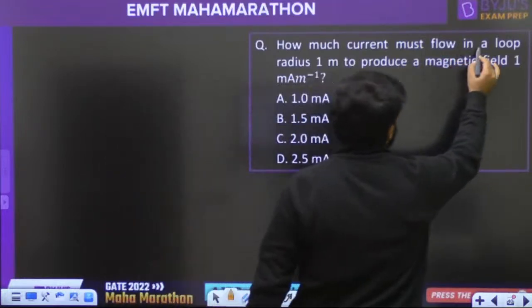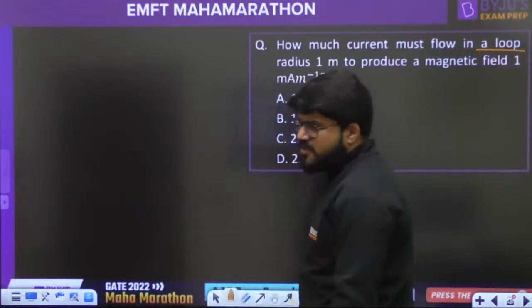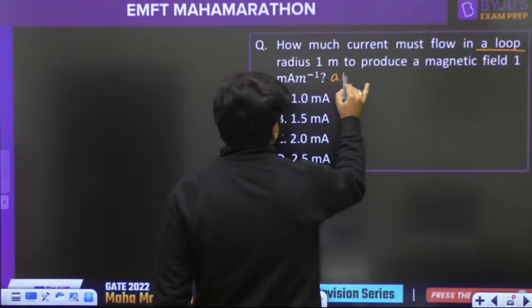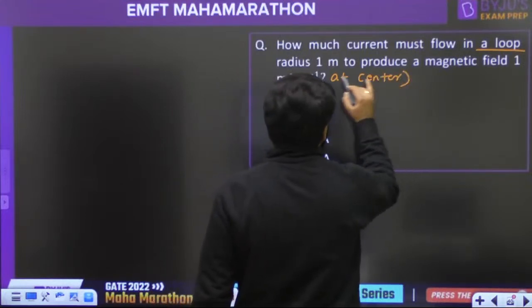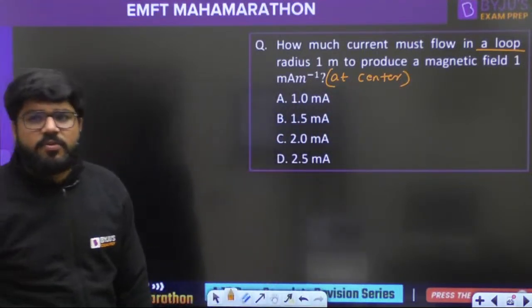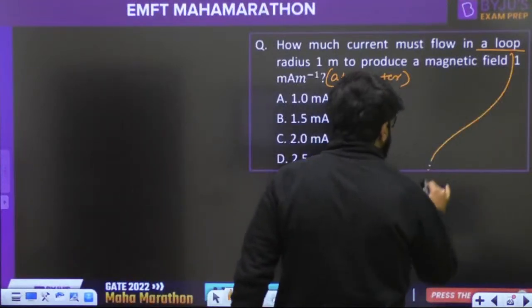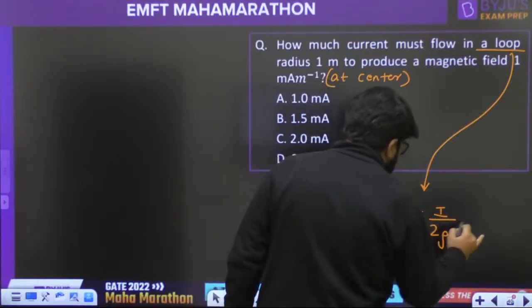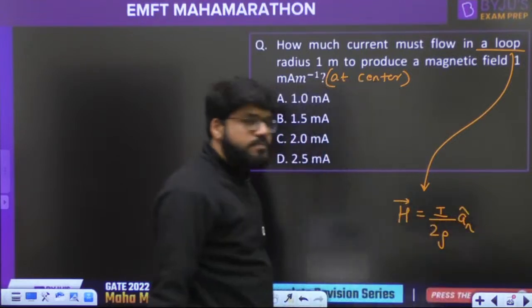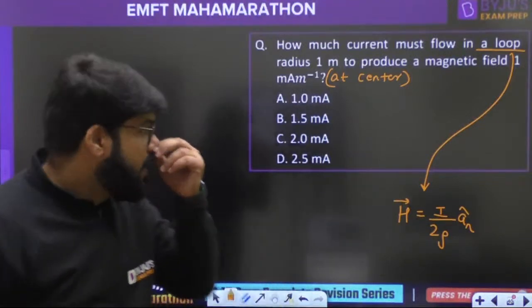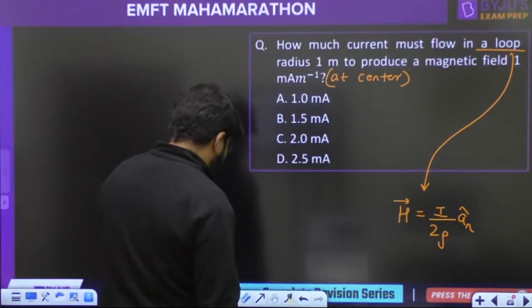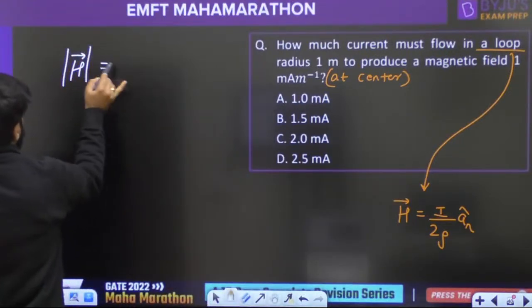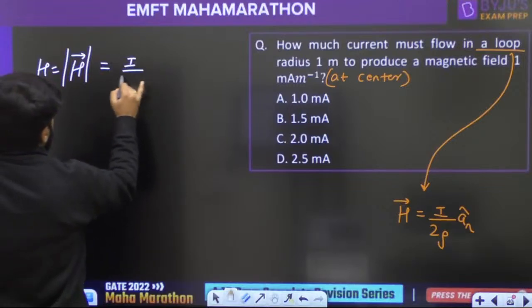How much current must flow in a loop? What is the formula? Magnetic field 1 milliampere per meter at the center. By default nothing else is mentioned. So what is the formula of the magnetic field due to a circular loop at the center? Just now we revised it: I upon 2 rho a n cap, where rho is the radius of the loop. But once again only the magnetic field intensity magnitude is given. So H should be simply I upon 2 rho.